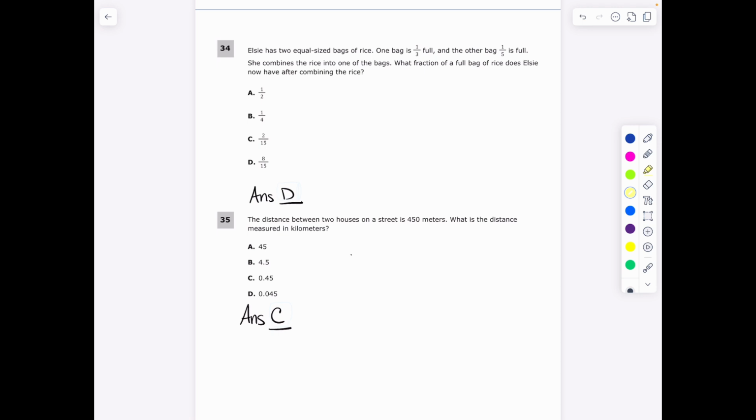Elise has 2 equal-sized bags of rice. One bag is 1/3 full. The other bag is 1/5 full. If she combines the rice, so she's adding them together, what fraction of a full bag does she have?